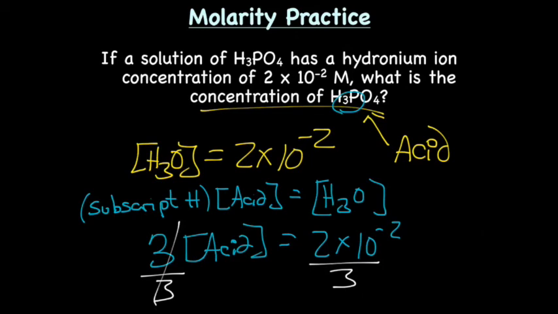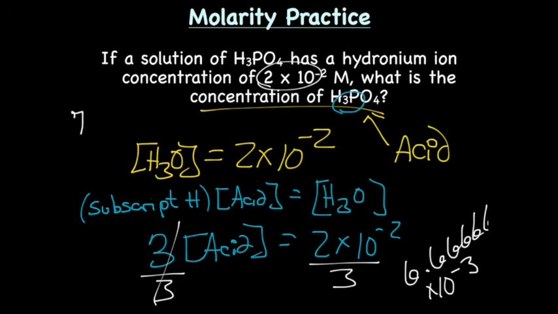giving us an acid concentration of 6.66666 and so forth times 10 to the negative 3. We only have one sig fig, so our final answer will be the concentration of H3PO4 is 7 times 10 to the negative 3. All right, folks, that's it for today. Have a good one.